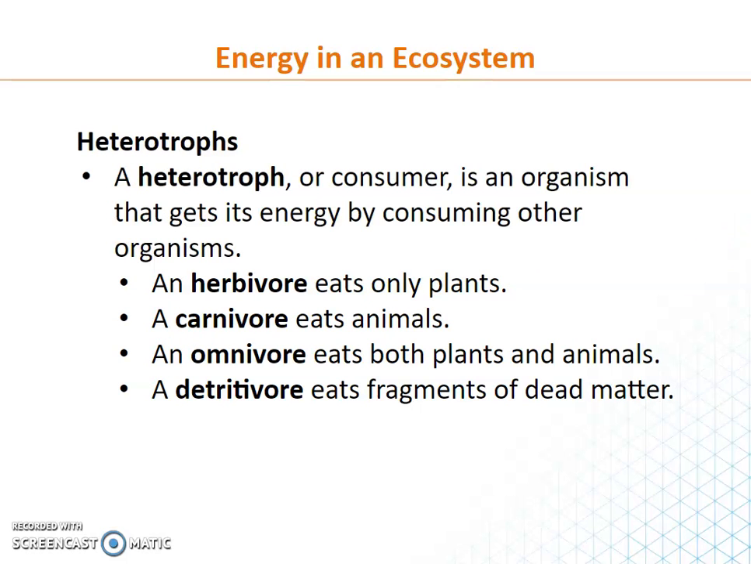Heterotrophs are consumers. Okay, they are organisms that get energy by consuming other organisms. There are four main types: herbivores, which eat only plants; carnivores that eat only animals; omnivores eat both plants and animals; and detritivores eat fragments of dead matter. All right, they're kind of like an omnivore, but there is a special little caveat. Okay, the stuff that they eat is always dead.